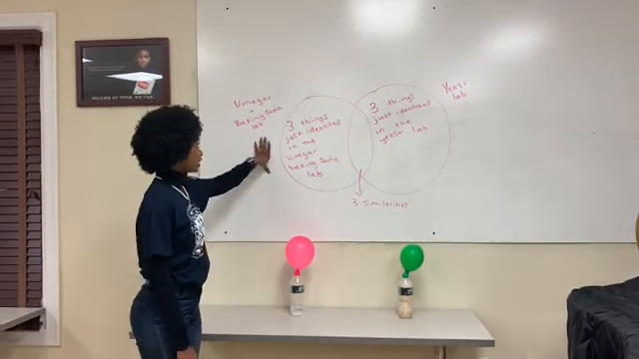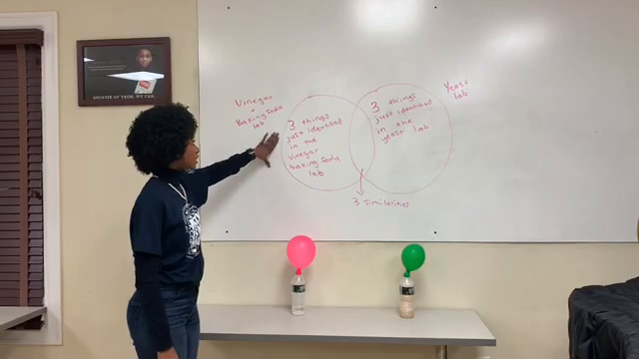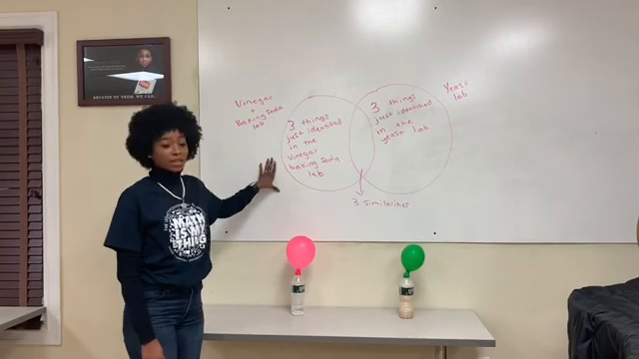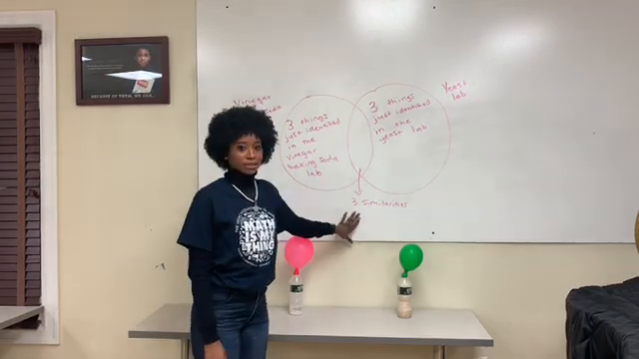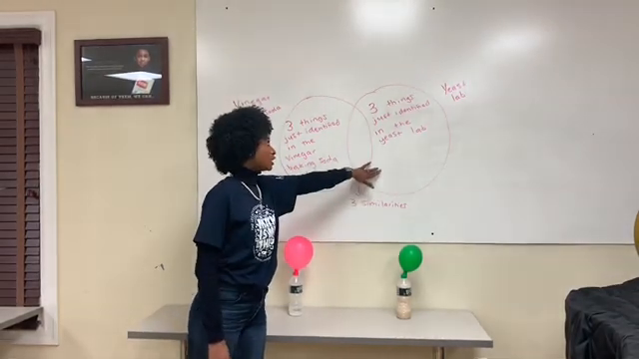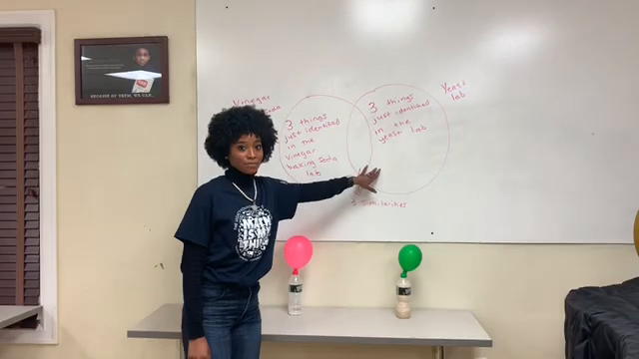On the vinegar and baking soda lab, I want you to write 3 things that are just identified in the baking soda and vinegar lab. And in the middle, you write 3 similarities. And on the other side, you write 3 things just identified in the yeast lab.